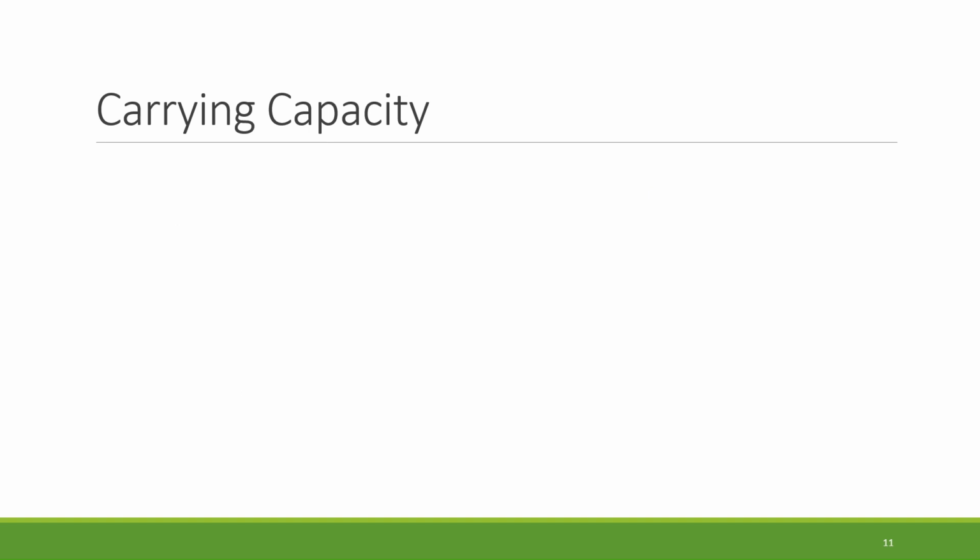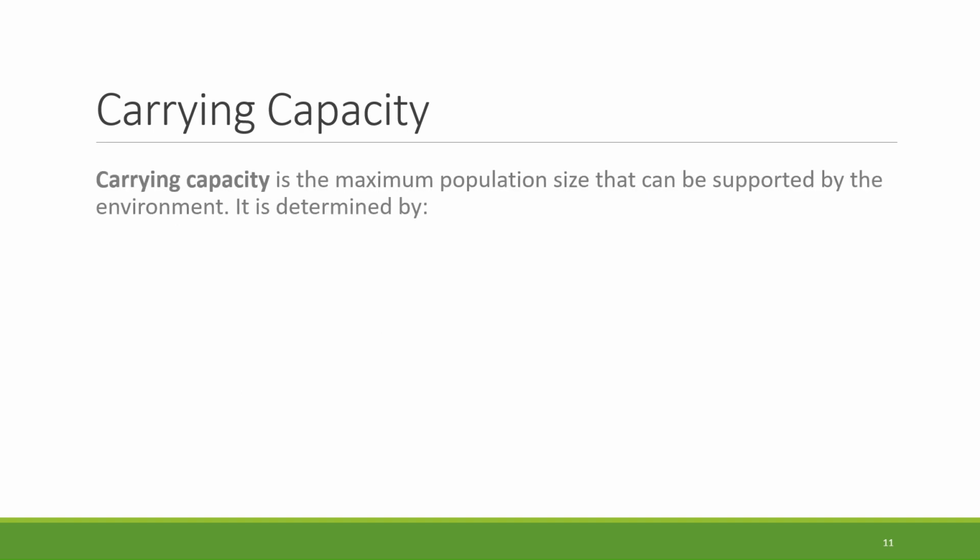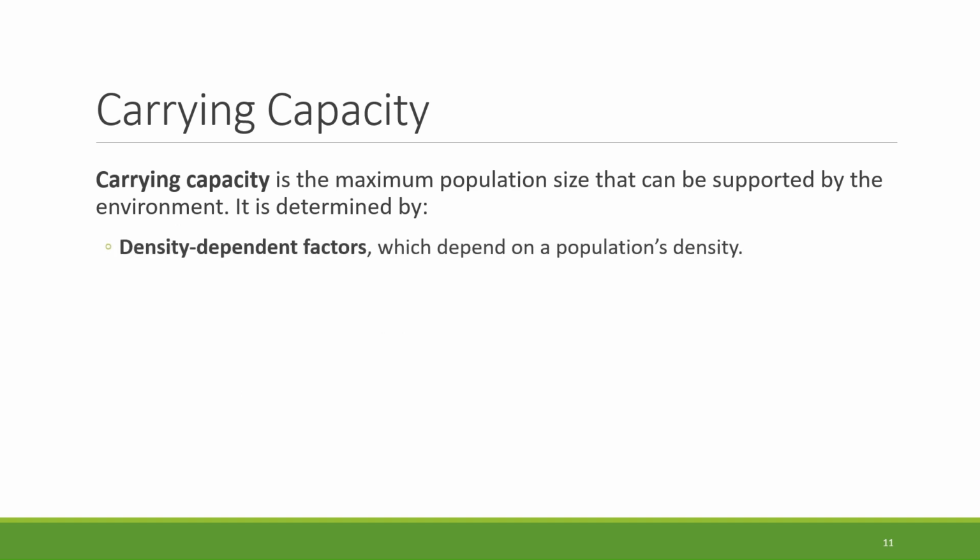So we've now looked at some of the characteristics that ecologists are interested in when they're studying populations. Another important idea when studying populations is the concept of carrying capacity, which is the maximum population size that an environment can support. Because any environment can only support a finite, limited number of organisms that depend upon it for their needs. And that limit, or that carrying capacity, is defined by two different types of factors. Density-dependent factors are ones that depend on the density of the population.